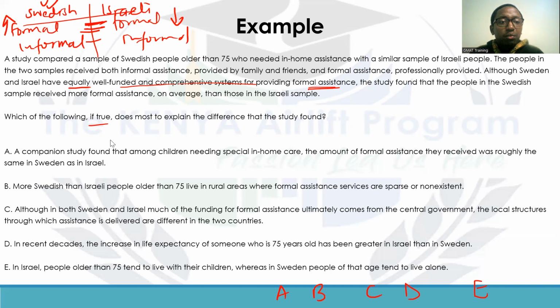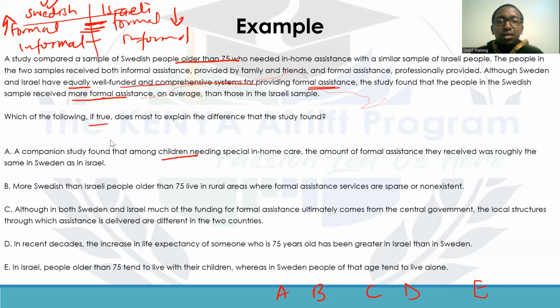A. A companion study found that among children needing special in-home care, the amount of formal assistance they received was roughly the same in Sweden as in Israel. So this is one of the answer choices that worsens the conflict. Because remember, here we are talking about people older than 75. So even for children, the amount of formal assistance they received was roughly the same. So why was there a change here?